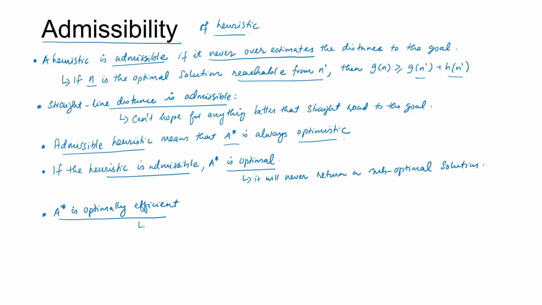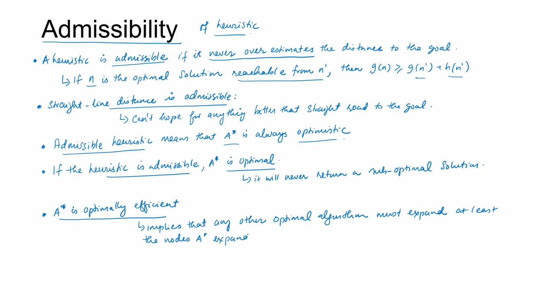So, that implies, what does that mean? It implies that any other optimal algorithm must expand at least the nodes A star expands. So, that means that any other optimal algorithm that you take, it must expand at least the nodes that A star has expanded, right.